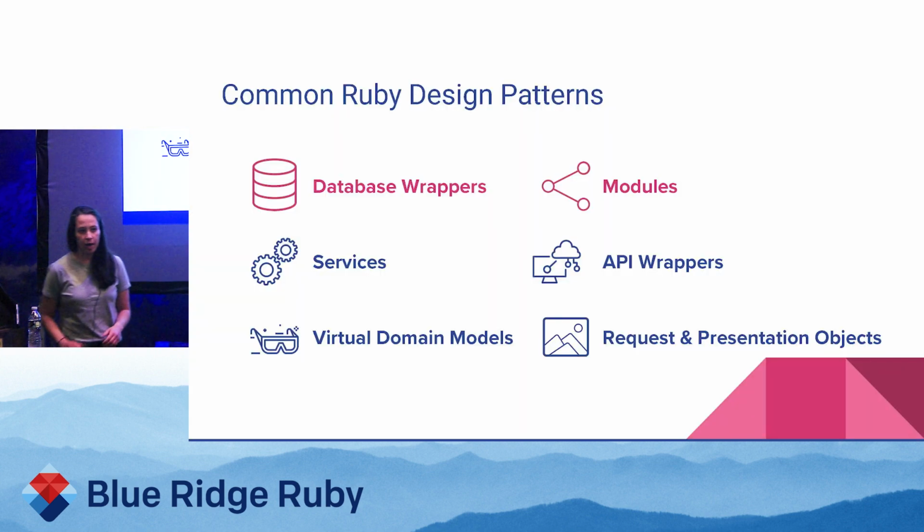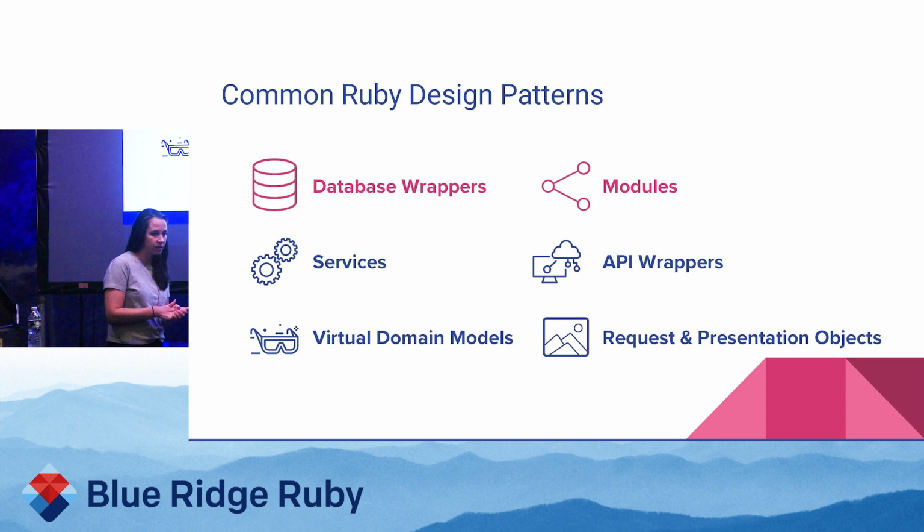So with that, I'm going to go through some common design patterns. And I know you're all thinking there's a couple on here that aren't even POROs, but bear with me. I'd like to set a bit of a foundation as we go into that. So we're going to talk about database wrappers, modules, services, API wrappers, virtual domain models, and request and presentation objects. There are far more ways you could categorize these, but it's the perspective and the categories that I've started to come up with in the last few years.